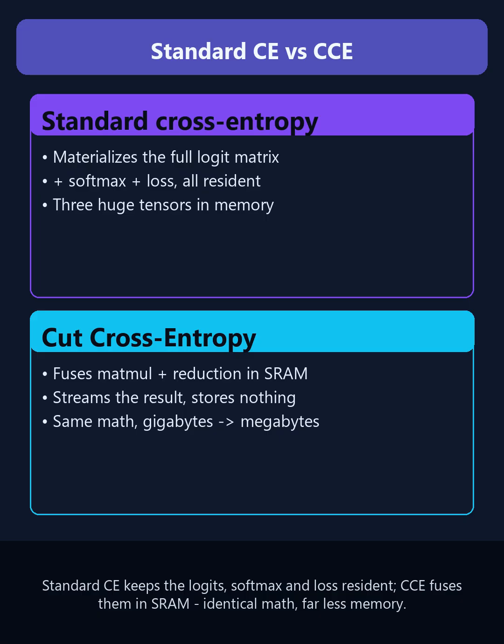Compare it to the standard approach. Ordinary cross-entropy materializes the entire logit matrix in global memory, then a softmax, then the loss: three huge tensors sitting around. CCE keeps none of them resident. It fuses the matrix multiply and the reduction inside SRAM and streams the result. Same math, same gradients, same convergence, but the memory the loss consumes drops from many gigabytes down to megabytes.